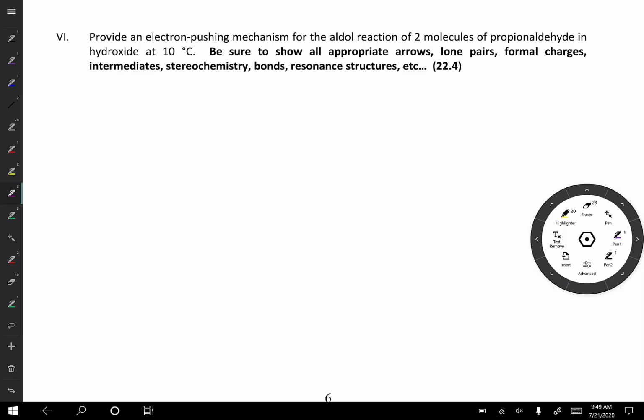Right, problem set 22, question number 6. This reaction asks, says provide an electron pushing mechanism for the aldol reaction of 2 molecules of propionaldehyde. So let's go ahead and do this.